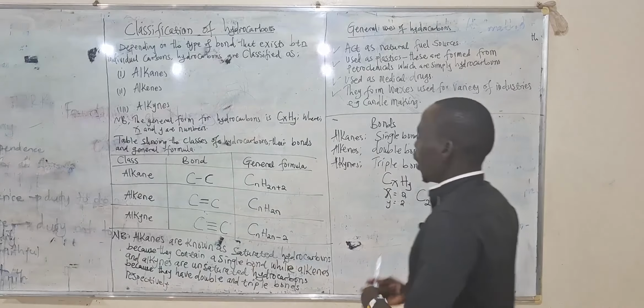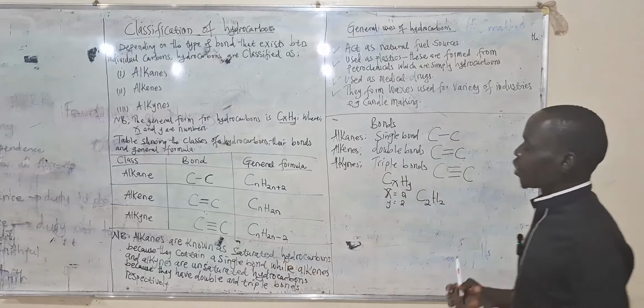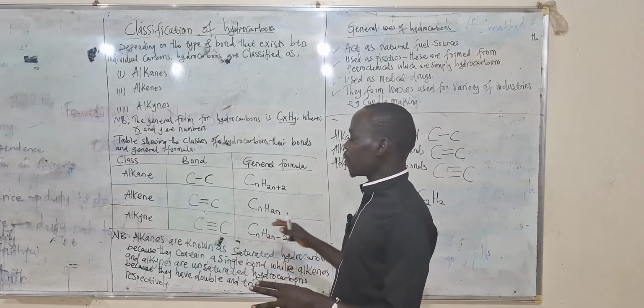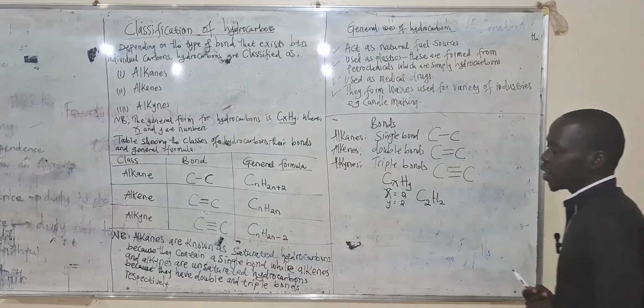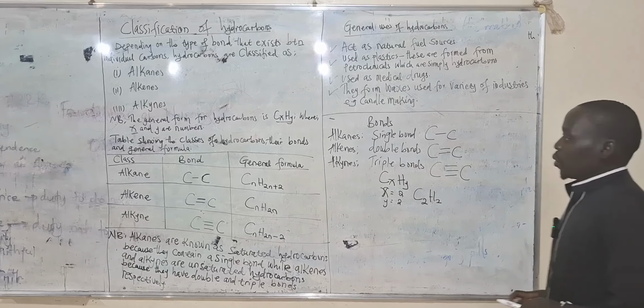So in alkane, what do I have to know? There's only a single bond between the two carbon atoms. In alkene, we have double bonds. Then in alkyne, we have triple bonds.